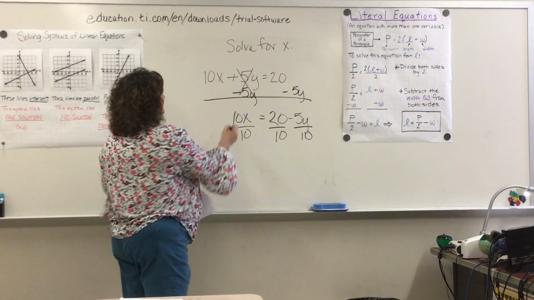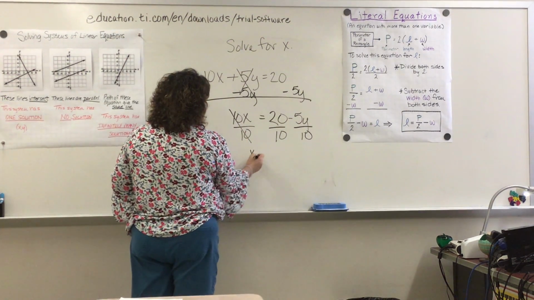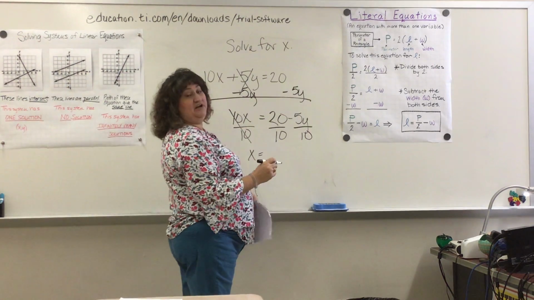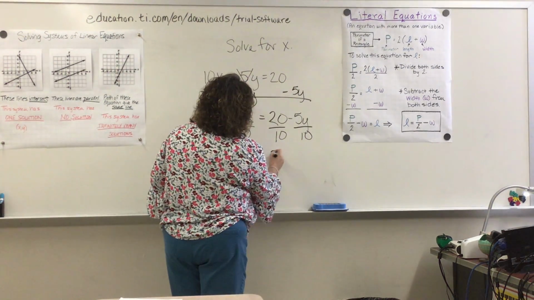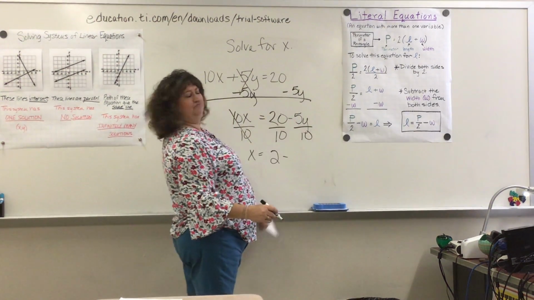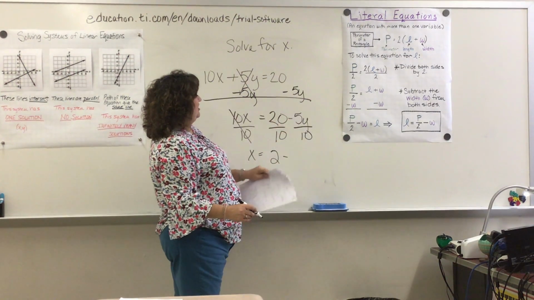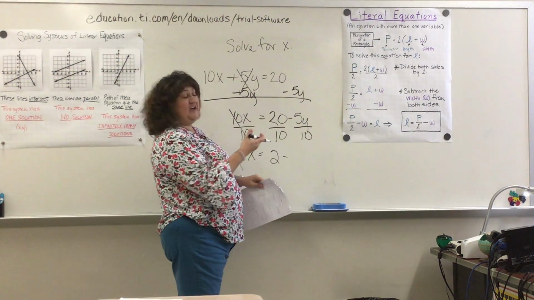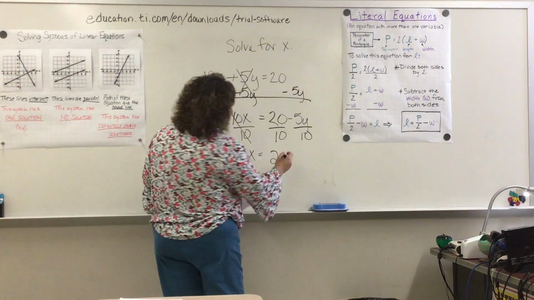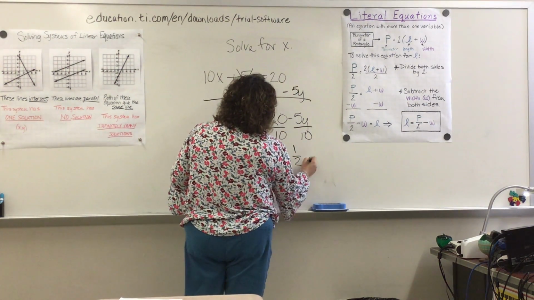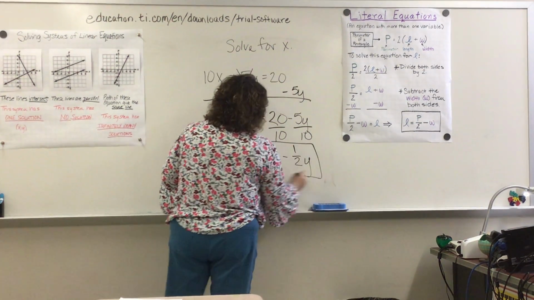So I have 10 divided by 10. Well, that's just 1x, or x. Then I have 20 divided by 10. Well, that's just 2. This is a little bit different, right? It's still a division problem, but I'm looking at this from 5 over 10, and I know that's 1/2. So I'm going to subtract 1/2 y. And there's my answer.